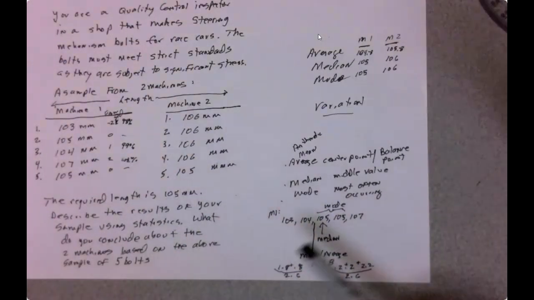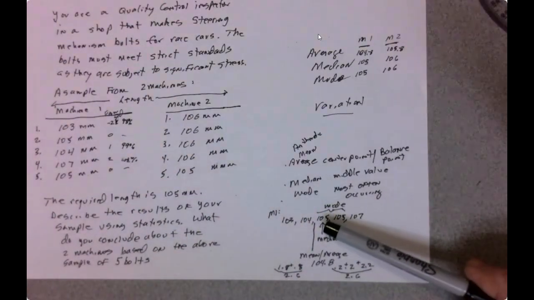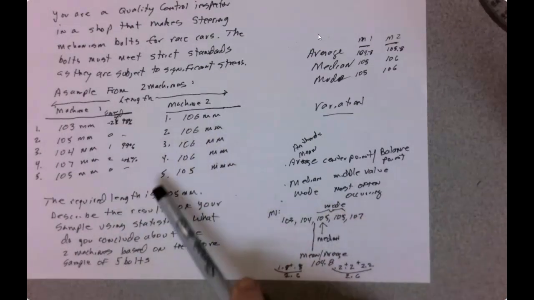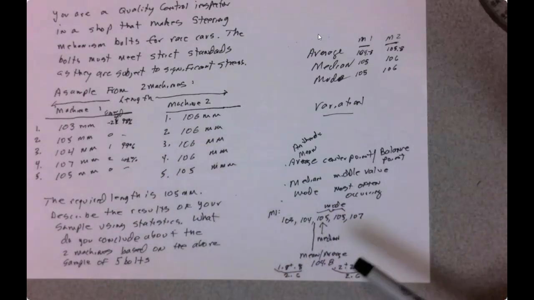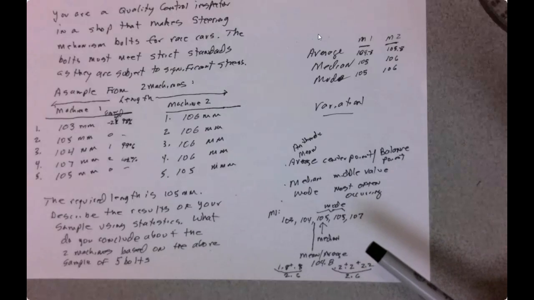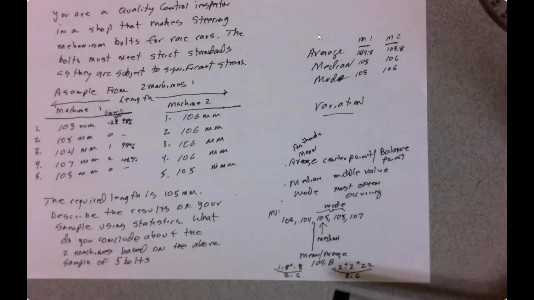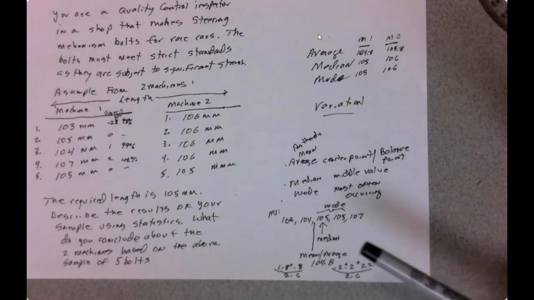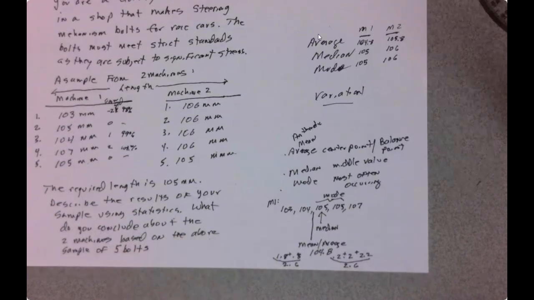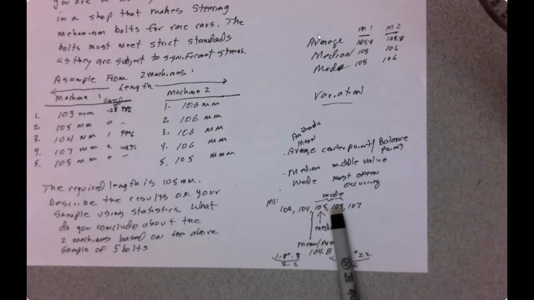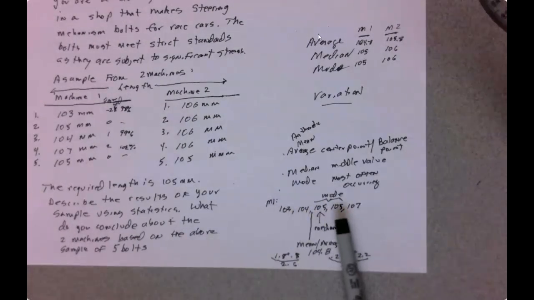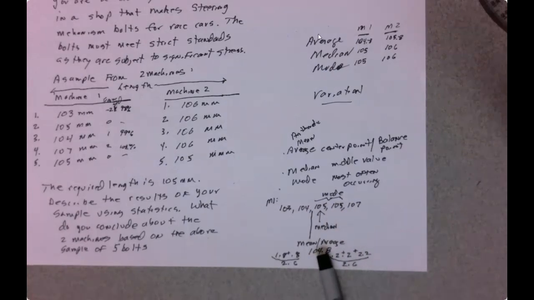These are all odd numbers of events, so we're just able to find a naturally occurring median here, and over here the naturally occurring median would be 106. The mean is a calculated value, and in this case for machine 1, the mean calculates out to be 104.8. Now you can see the idea of the balancing point if you'll just take a look at the calculation that's down at the bottom here. So here's the data: 103, 104, 105, 105, 107. I put that in order to do the median. The mean is a calculated value of 104.8.